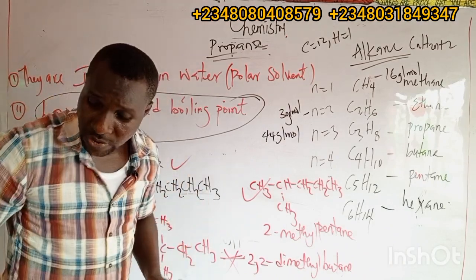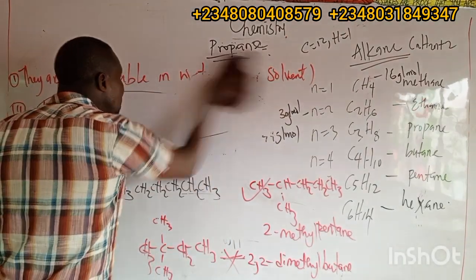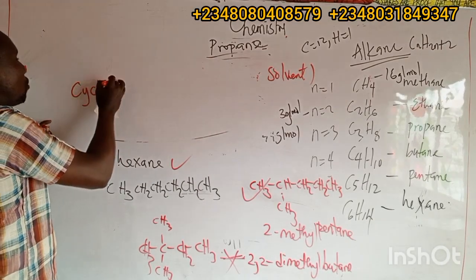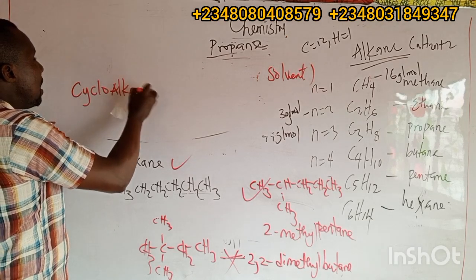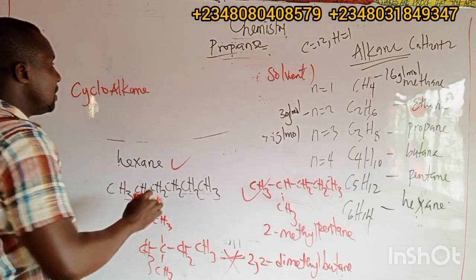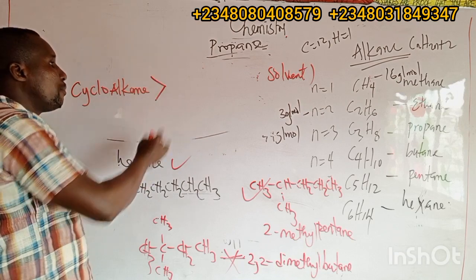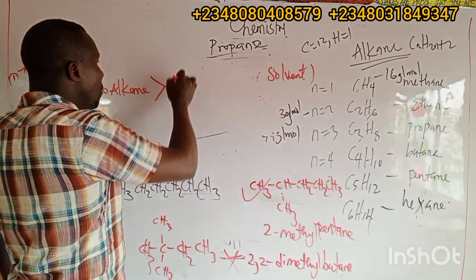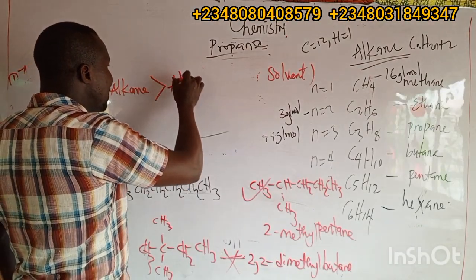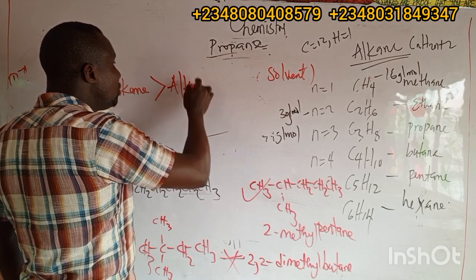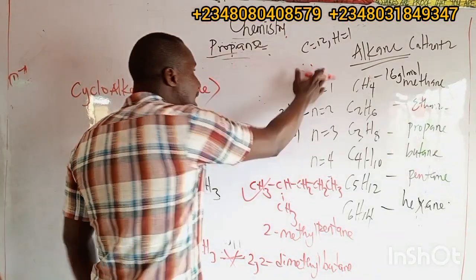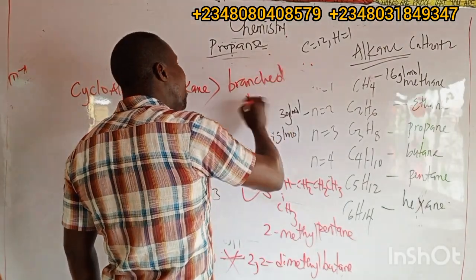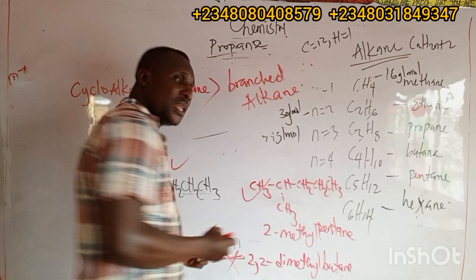Then another thing you have to know is this. Please take note. Cycloalkane has higher boiling point than the long chain alkane, the aliphatic. The long chain alkane has higher boiling point than the branched alkane. Let me put it like that.